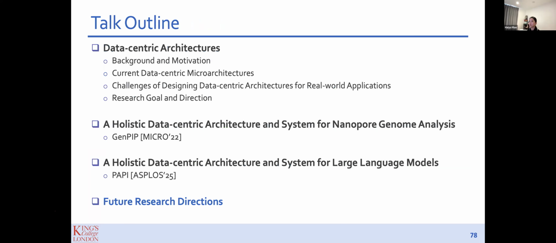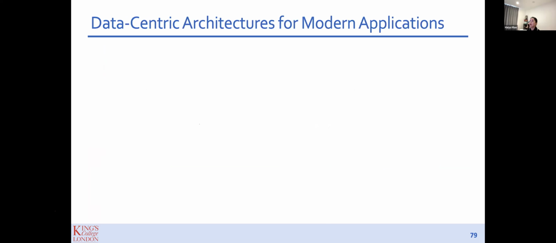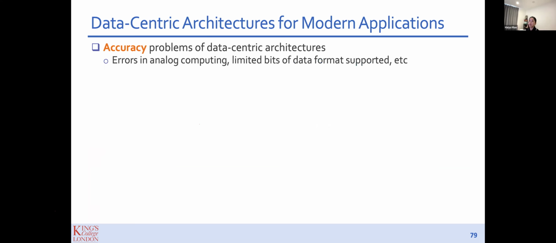Okay. And I also summarized the future research directions about the PIM and the ISP. There are actually many things that I didn't mention in the previous slides. First is the accuracy problems of data-centric architectures, because there are a lot of errors in analog computing, especially when you want to scale it up to a big scale. And there are also limited bits of data formats supported.